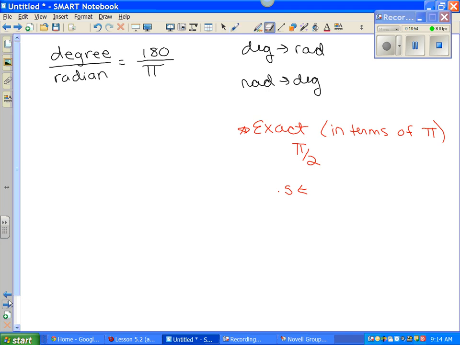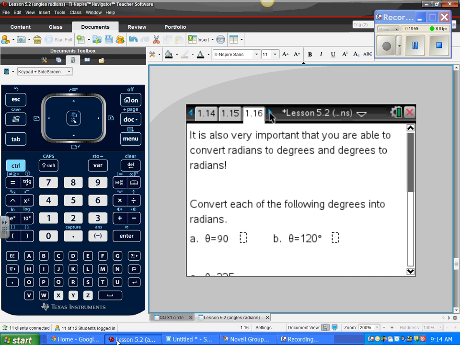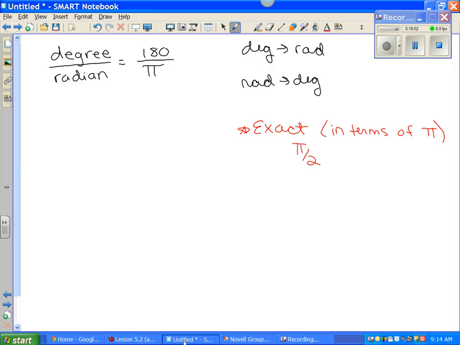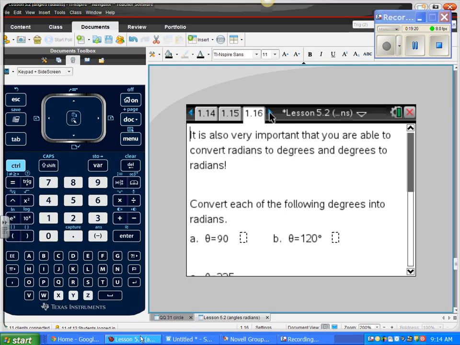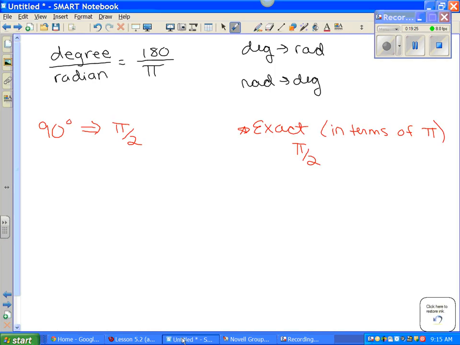Okay? All right, so what was the first one? 90. Now 90, you guys should be able to very quickly, not even have to use this, what is 90 in radians? Exact form. Awesome. Pi over 2 radians, right? Excellent. So some of these you're just going to know. Now it gets a little bit more difficult when we get into things like 120 and 225. So let's look at those ones.